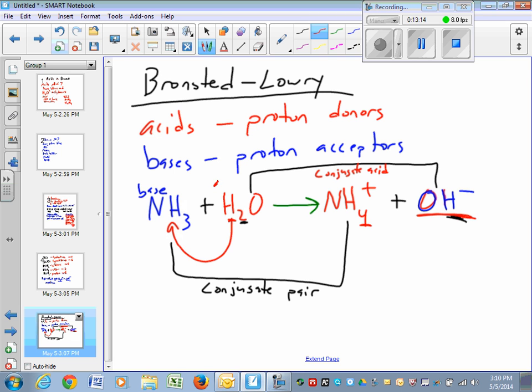Also in this example, water is going to give away or donate a proton, so it is the acid, and it makes a conjugate base, hydroxide.